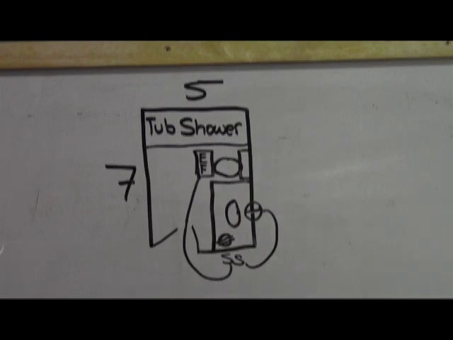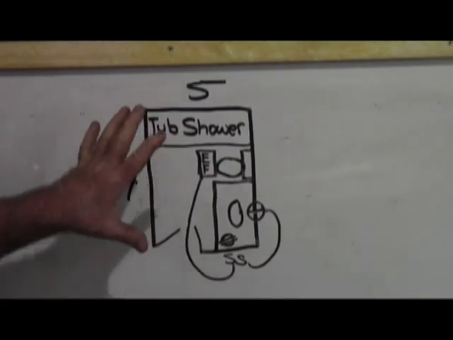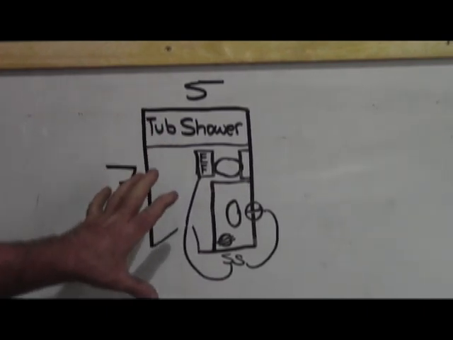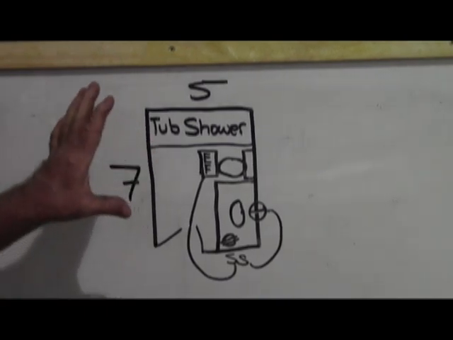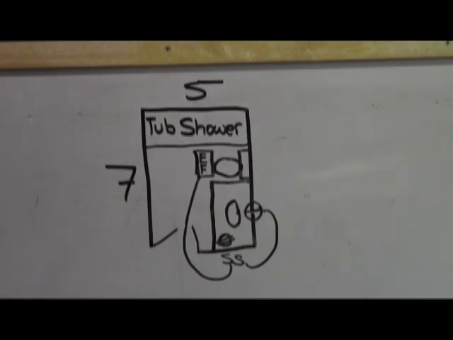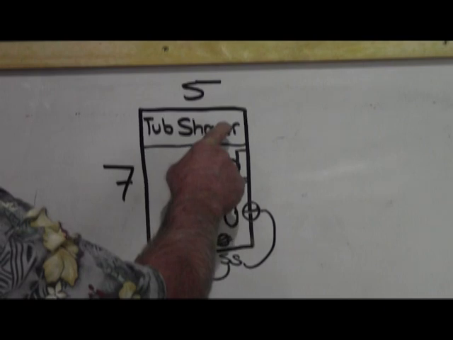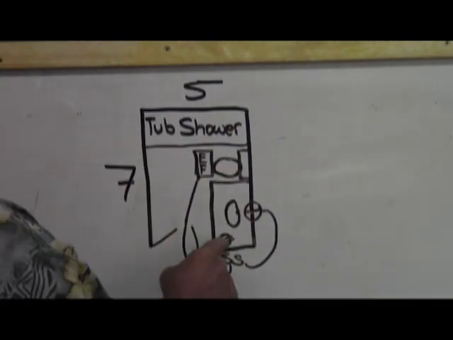Now for starters, we're going to assume everything in here is GFI protected, and in all other scenes, we're going to assume everything is GFI protected because it has to be. This is the world's most standard bathroom layout. It's 5 feet by 7 feet. They don't seem that small, but they actually are. You got your tub and your shower, you got your receptacle, and you got your sink.